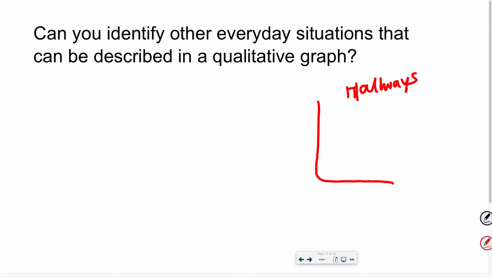What do you think? Can anyone help Ryan out? He said we can make a qualitative graph of the hallways. If you wanted to do students in the hallway during a school day, what would your x-axis have to be? Time, right, from the start of the day to the end of the day. As the time of the day is passing, what would your y-axis be? Students in the hallway.